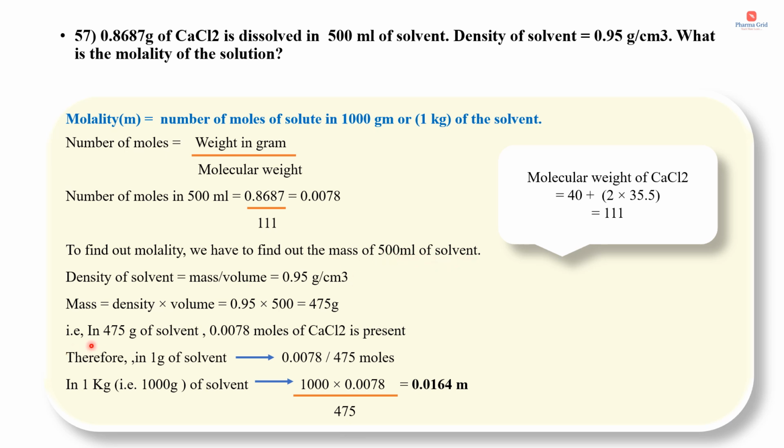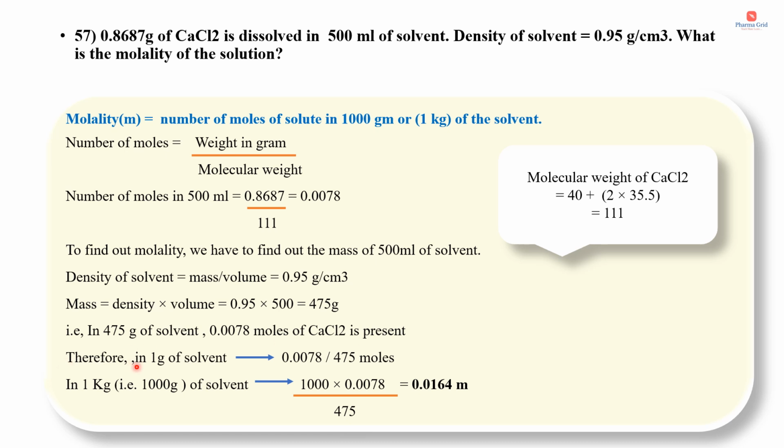That is, in 475 gram of solvent, 0.0078 moles of calcium chloride is present. Okay, this is what we have calculated here. That is a number of moles in 500 ml, that is equal to 0.0078. This is explained here. That is, this 500 ml means it is 475 gram of the solvent. That is, in 475 gram of the solvent, 0.0078 moles of calcium chloride is present.